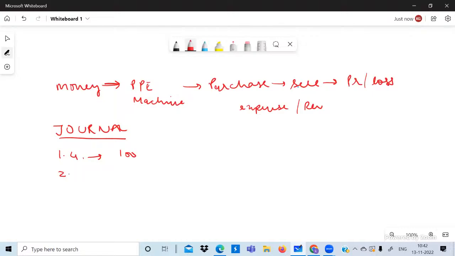Then maybe on 2nd of April, you go and buy some machine. Then on 3rd of April, let's say you purchase some raw material. Then on 5th of April, you sell your raw material. Similarly, on a daily basis, you'll have all these transactions. These transactions are recorded in one place, which is known as a journal. And this is done in a chronological manner on a daily basis.